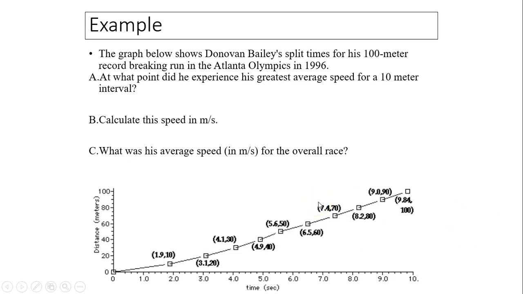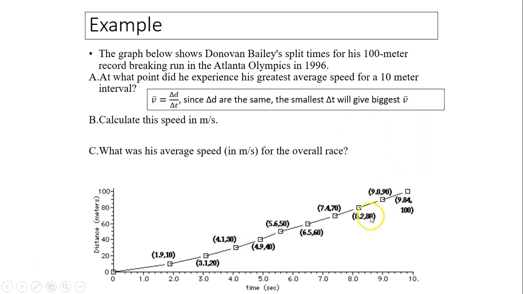Here is an example of something like instantaneous speed. The graph below shows Donovan Bailey's split times for his 100-meter record-breaking run in the Atlanta Olympics in 1996. As you can see, during each time interval, his speed is different. At what point did he experience his greatest average speed for a 10-meter interval? Since each interval has the same 10 meters, when the time interval is the smallest, that's when his speed is greatest. So the time interval is smallest during 4.9 to 5.6 seconds.